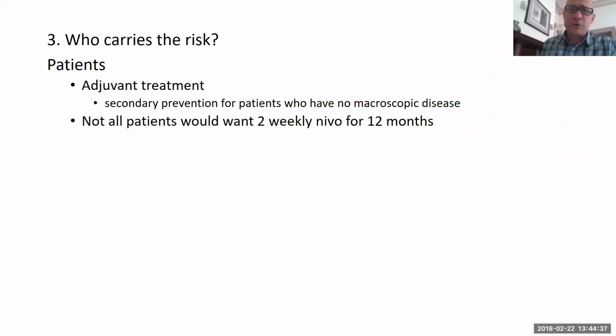Not all patients would want 2 weekly nivo for 12 months, which is the regimen. You know, it's a hard road. Maybe a 20-year-old might want it, but maybe an 80-year-old might not want it. So this is a preference-sensitive treatment. It's not a treatment that you would say that all patients should have, if they were being rational, that's not the case at all. It's a treatment that would depend on the patient's preferences and values, and some patients may want it and some patients may not.